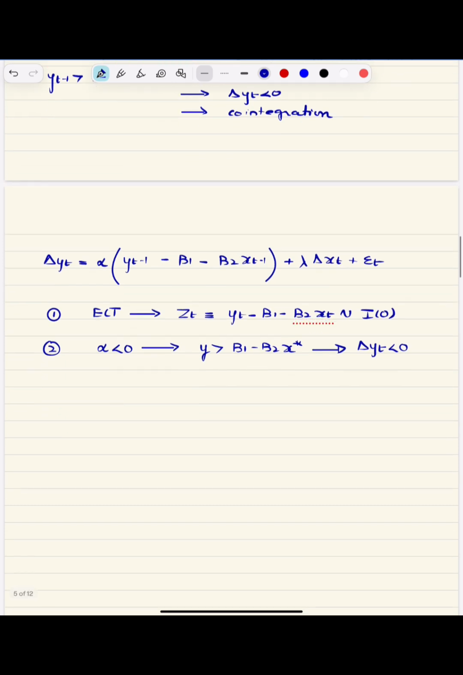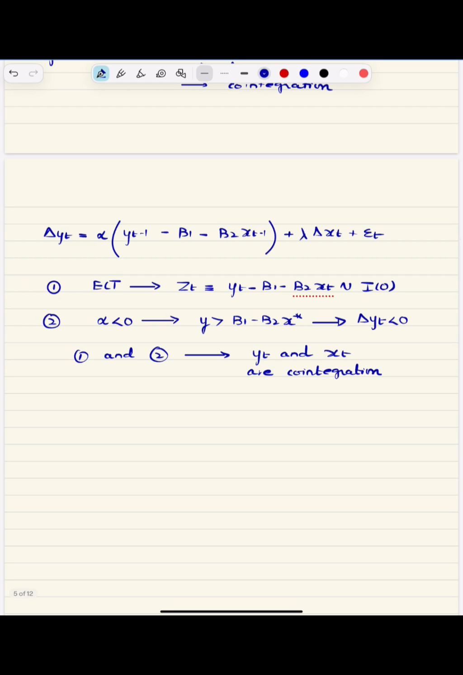Okay, so 1 and 2 combined is proof that y and x are co-integrated, and the speed of adjustment and the way the economy converges back to the equilibrium can be seen through alpha. So basically the value of alpha tells you about the short run and also long run dynamics.